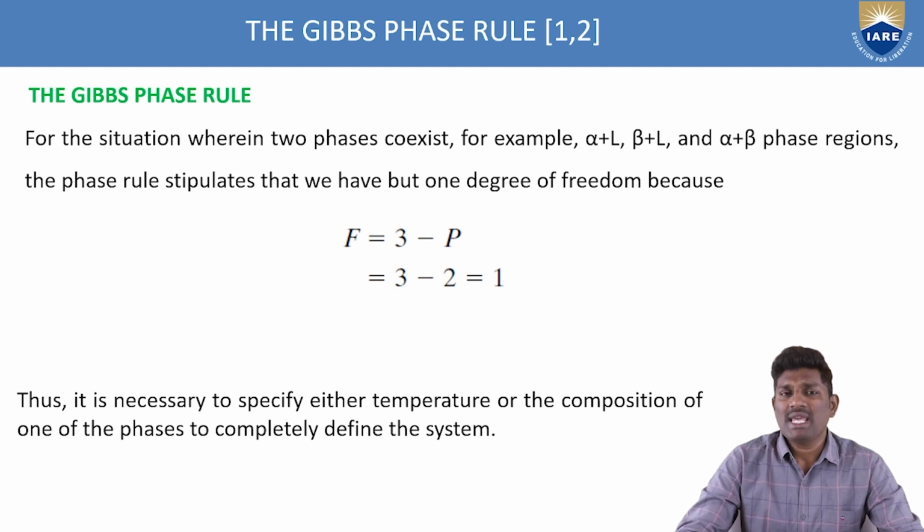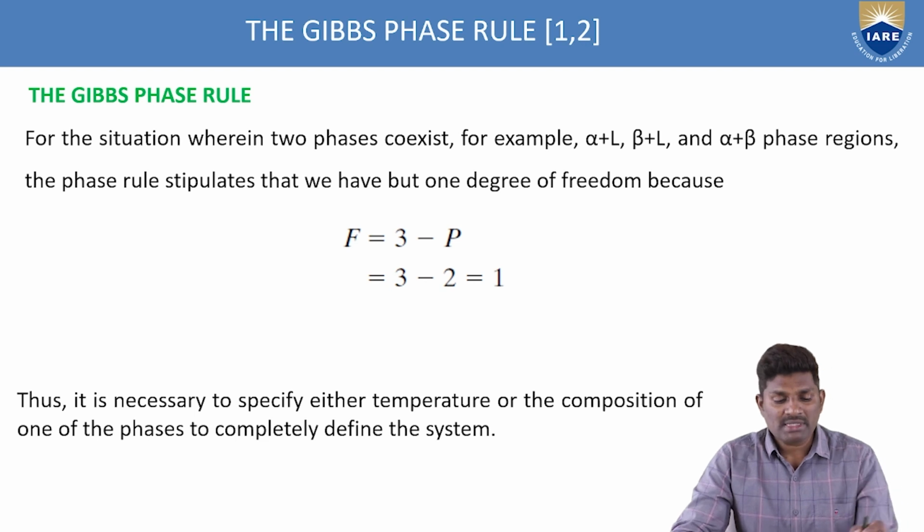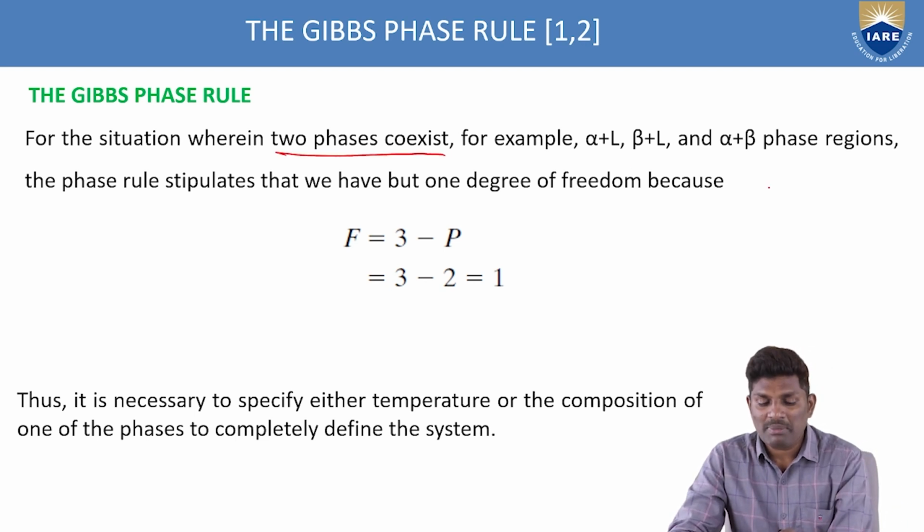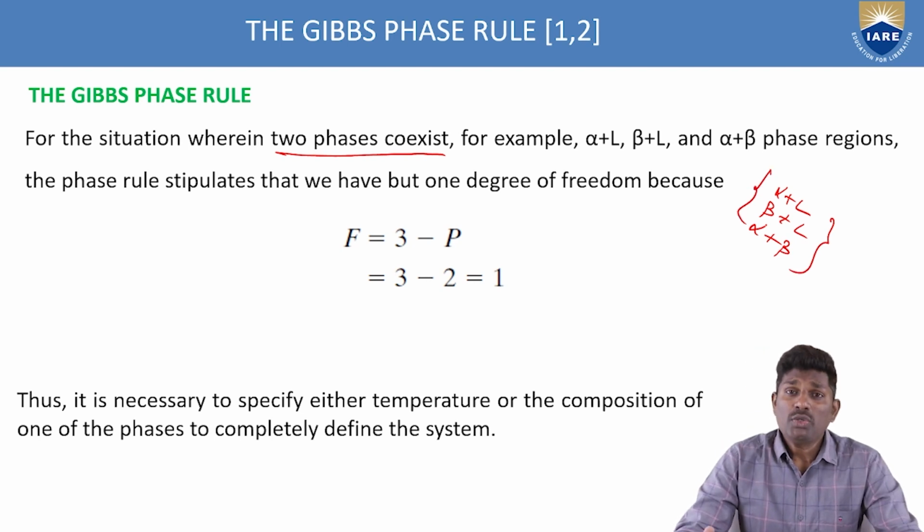In a similar way, instead of a single phase, if you take a double phase, so what happens, we will see. That means if two phases are existing within a system. In the previous case, we have taken a single phase existing in the system. Now, for the same two component system, if two phases exist, that is the alpha plus L, beta plus L, and alpha plus beta, if any two phases exist within the system, what happens?